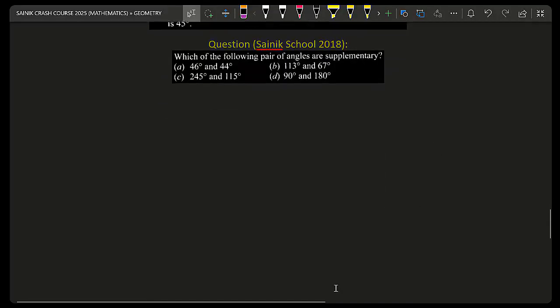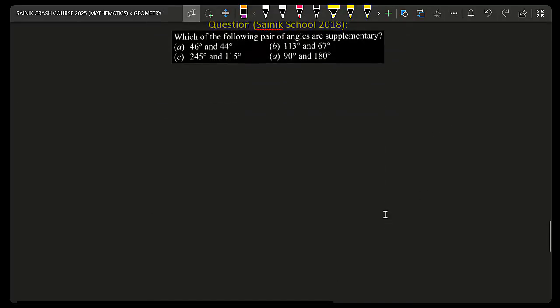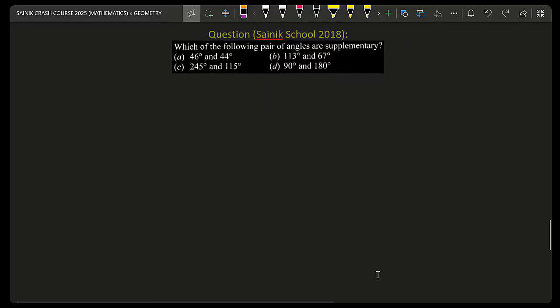Next question came in the 2018 exam, based on pairs of angles based on measurement. Which of the following pair of angles are supplementary? Simple question. Bhuvana, read the question again. Which of the following pair of angles are supplementary? What do you mean by supplementary angles, Bhuvana? Sir, sum 180 degrees. If the sum of two angles is 180 degrees, then the angles are called supplementary angles.